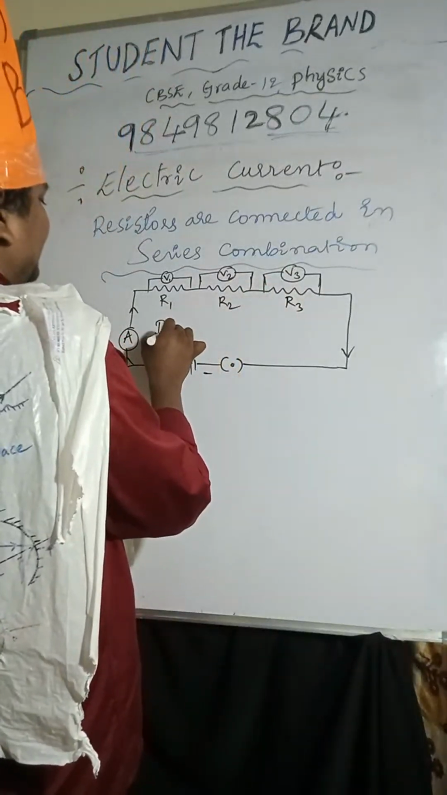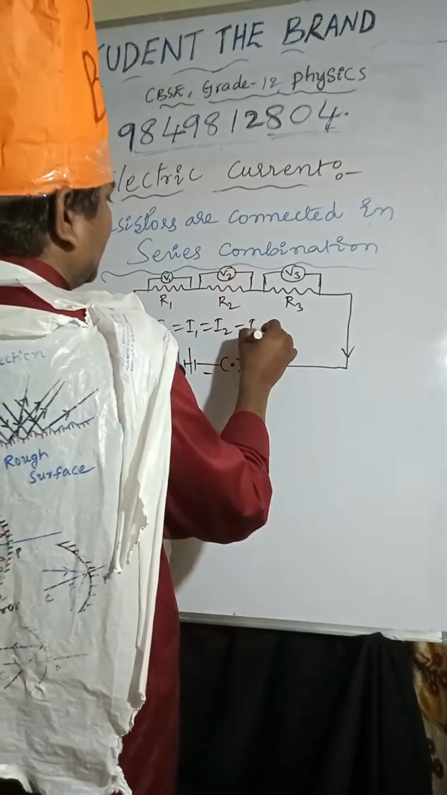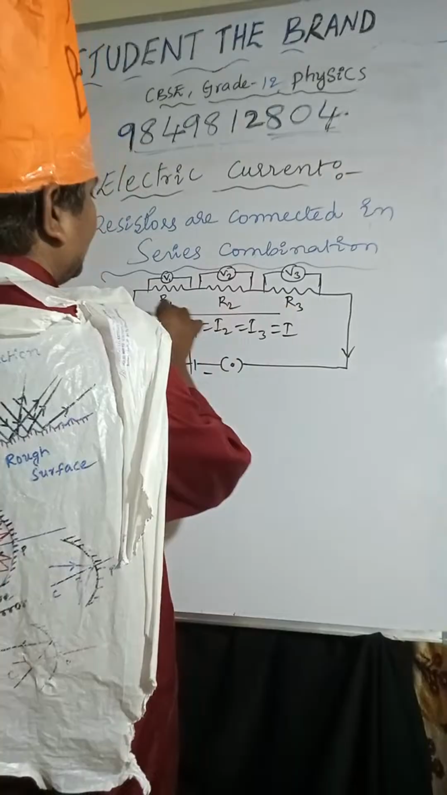So current is the same: I equal to I1 equal to I2 equal to I3. Current is the same.